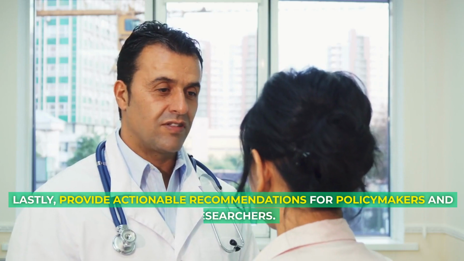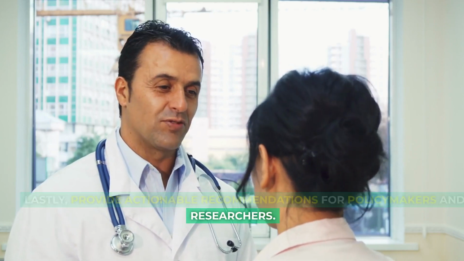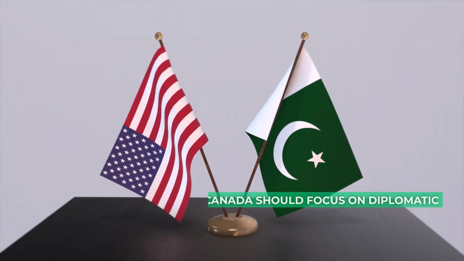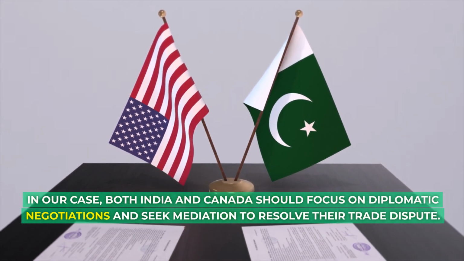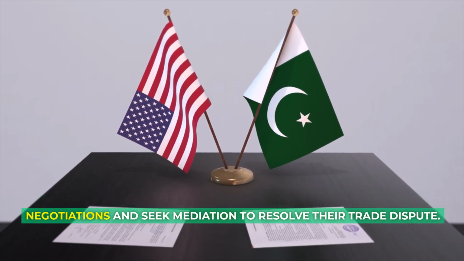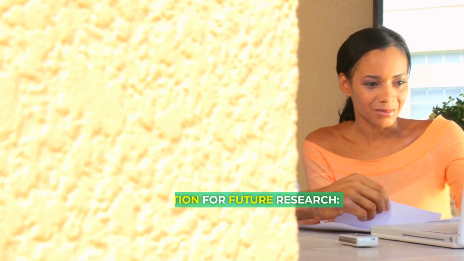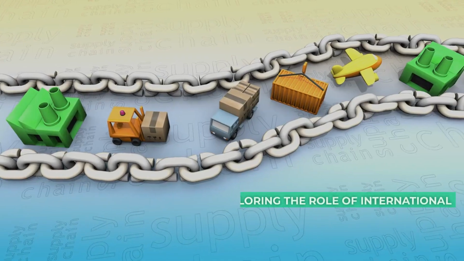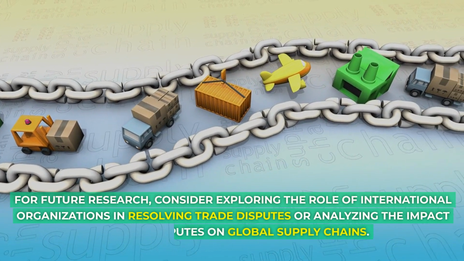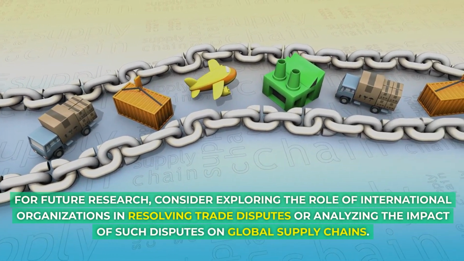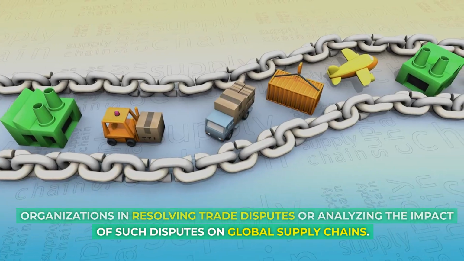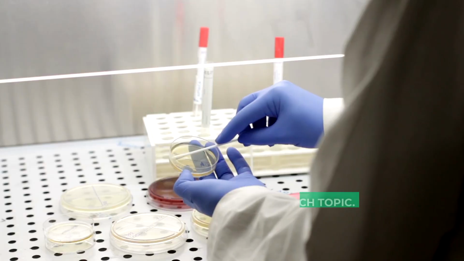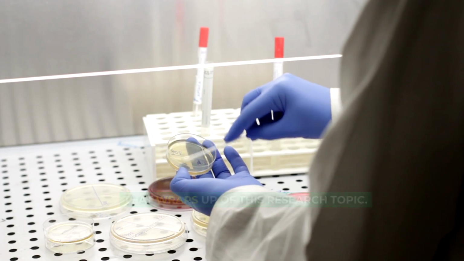Lastly, provide actionable recommendations for policymakers and researchers. In our case, both India and Canada should focus on diplomatic negotiations and seek mediation to resolve their trade dispute. Suggestion for future research. For future research, consider exploring the role of international organizations in resolving trade disputes or analyzing the impact of such disputes on global supply chains. That wraps up this research topic.